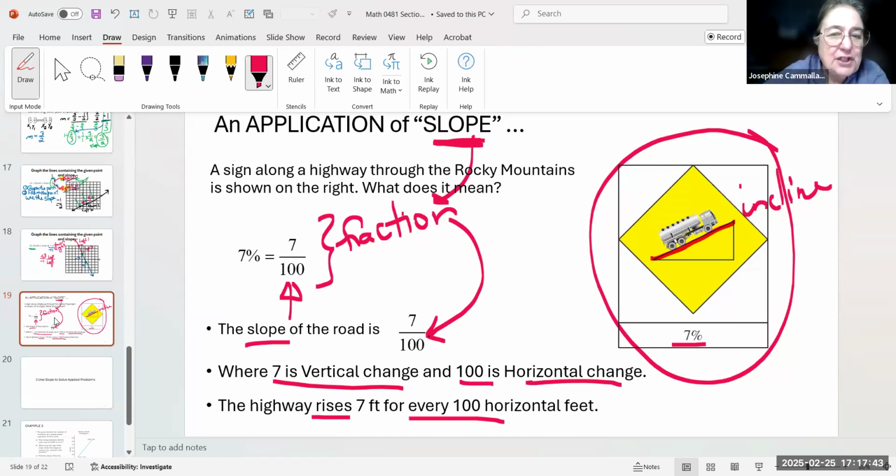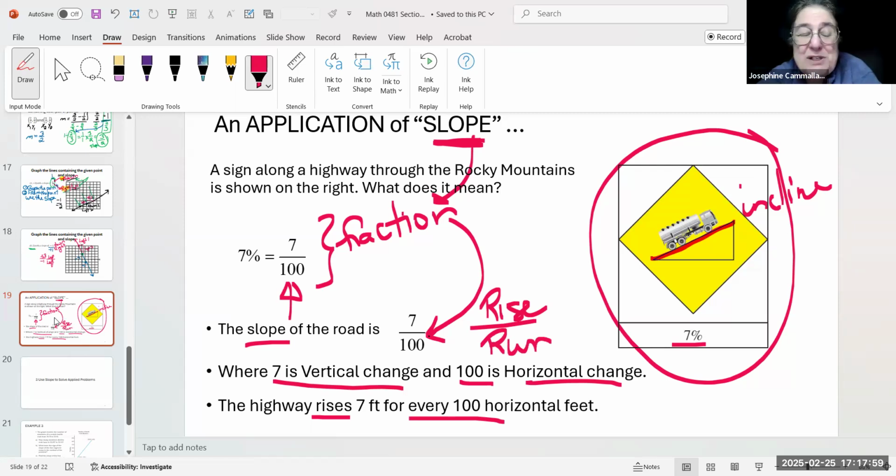Now, this is one story problem. The percent becomes a fraction. That fraction is using rise over run, which was the very definition that we talked about way back when in the early slides. And notice they use the word rise, because that's what the top number means.